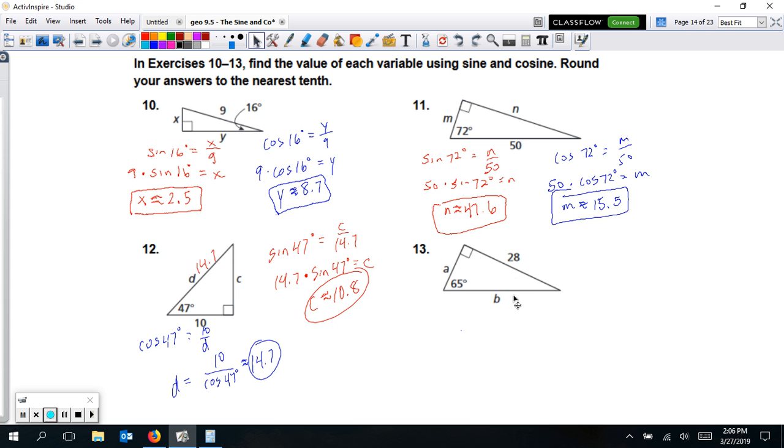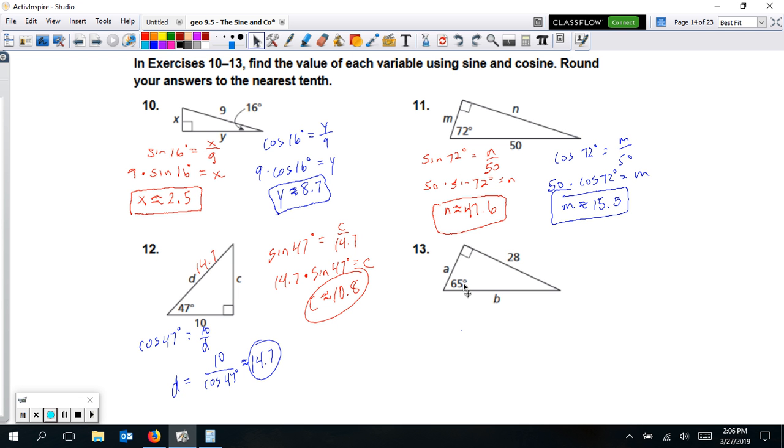Alright, so on our next one, you're looking for, again, the same thing with the hypotenuse and a side here. So you have the opposite one here. You have 65 degrees, the opposite one. I'll let you try 13. 13 is a lot like 12. So pause the video, work on 13, and once you're finished, go ahead and play it and see if you did that correctly.